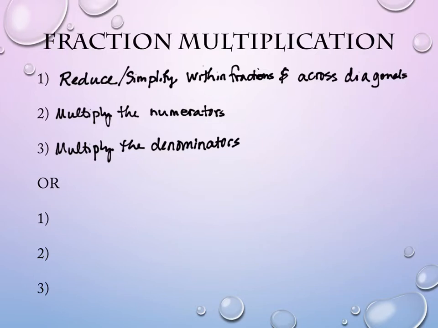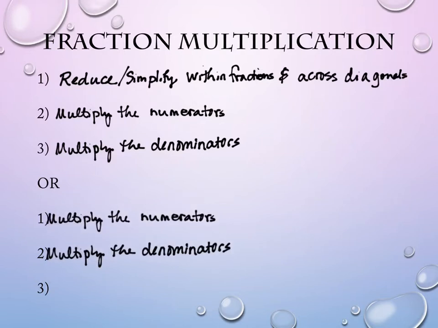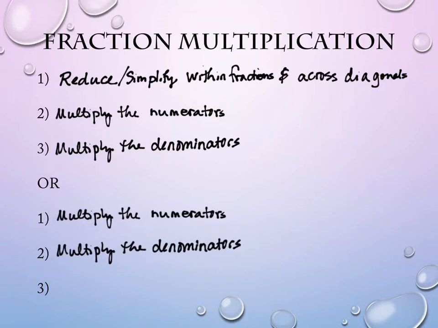Or, instead, you can actually do the multiplication parts first. So you multiply the numerators and multiply the denominators first. And then at the end, you can reduce the fraction or simplify the fraction.